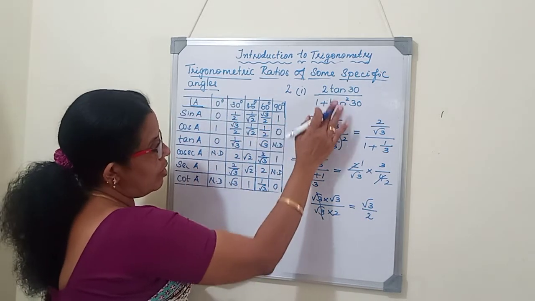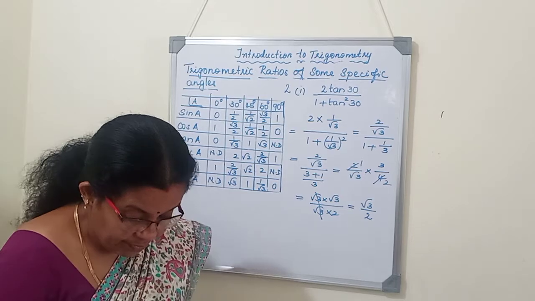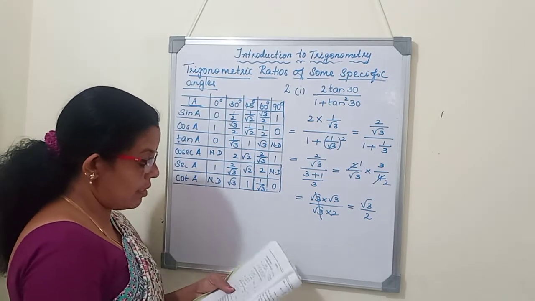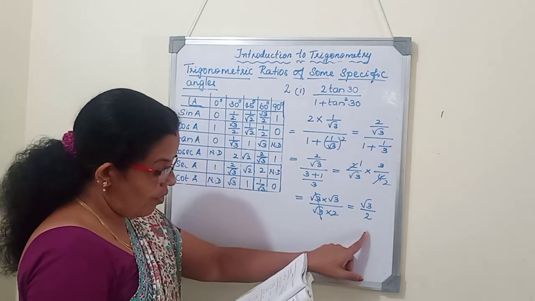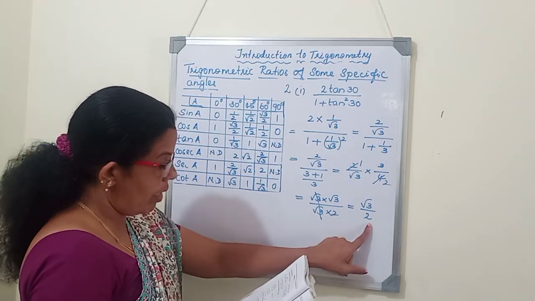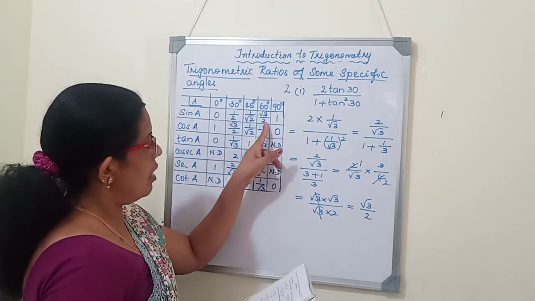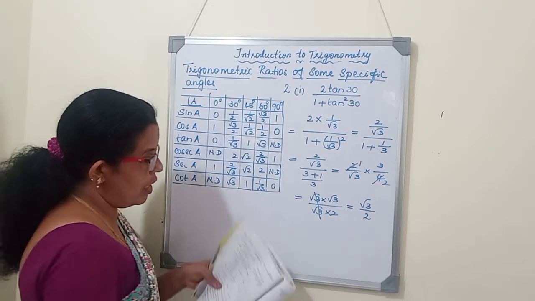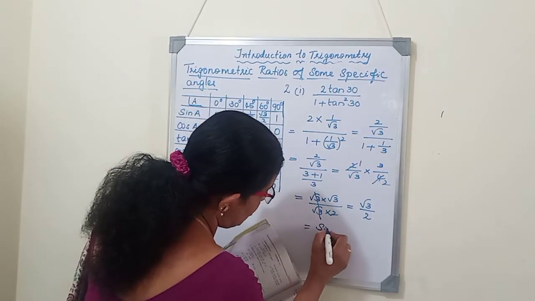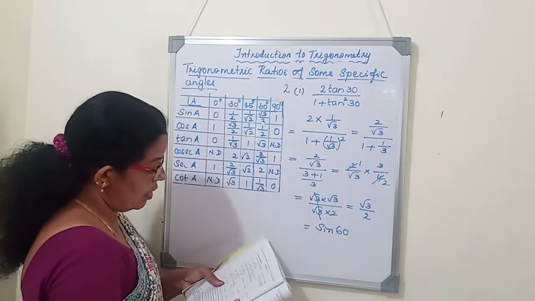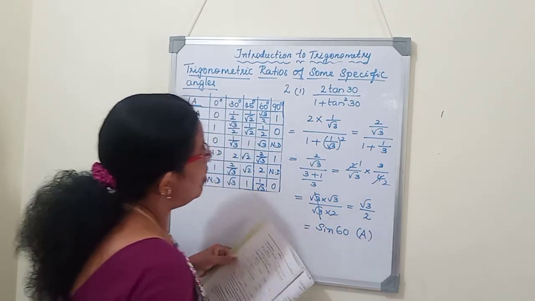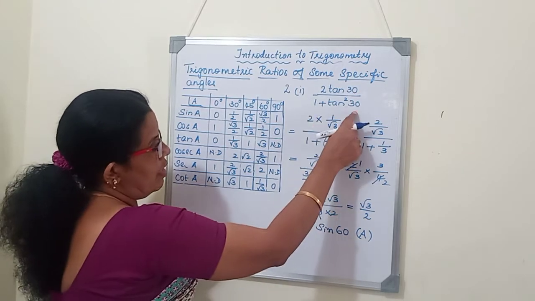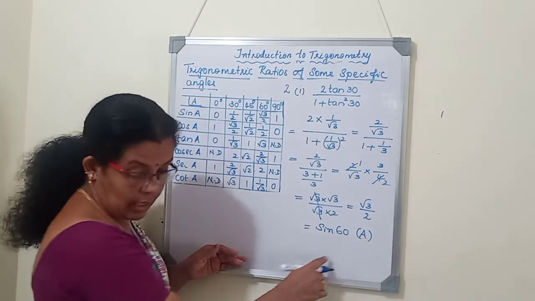Now when we solve this question we got root 3 by 2. The options are sin 60, cos 60, tan 60 and sin 30. So which value in this has root 3 by 2? Sin 60, it is root 3 by 2. So the answer equals sin 60, and which option is correct? Option A is correct. This is the answer. So 2 tan 30 by 1 plus tan square 30 equals sin 60.